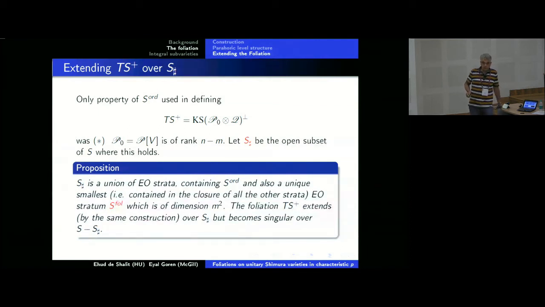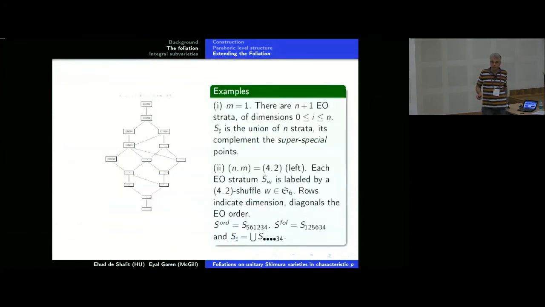So here's the proposition. S lower sharp is a union of Ekedahl-Oort strata, contains the largest one, which is S ordinary, but also a unique smallest one, which we call S fol, in honor of the foliation, which is of dimension m squared. So they go from dimension n times m to dimension m squared, and the foliation T_S plus extends over S sharp, but cannot be extended, becomes singular if you want to go further. So here are some pictures, what happens in two examples.